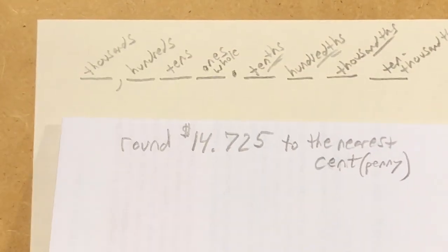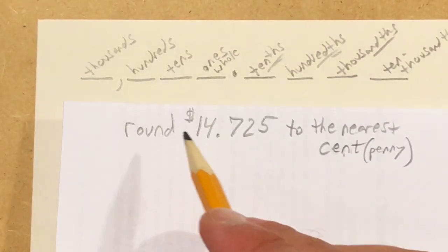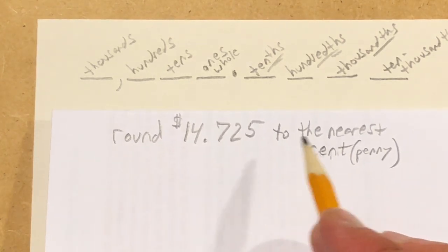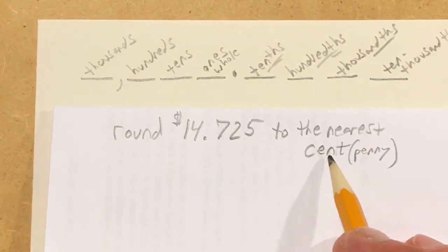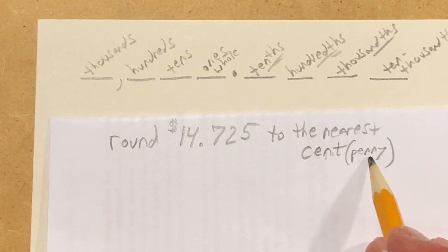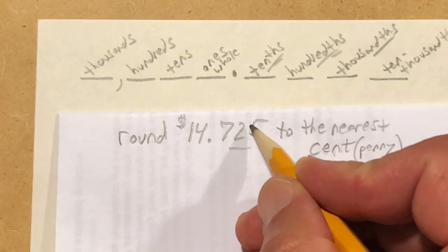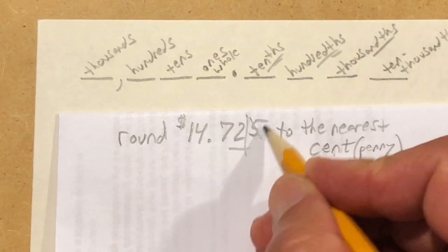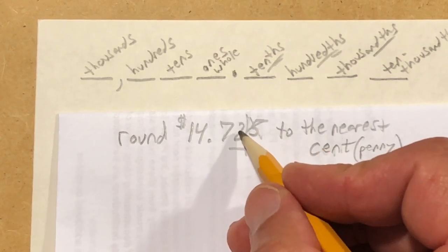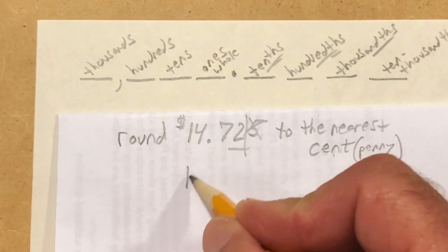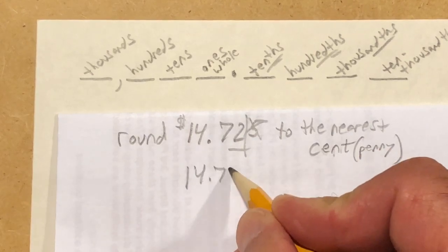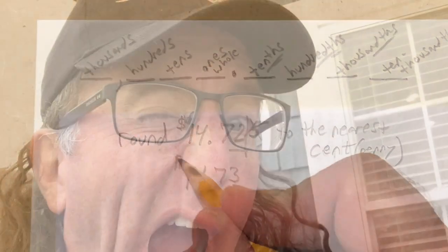And finally, in this problem here, we end up having some money. Well, money we round off to the nearest cent, or the nearest penny. And the pennies place would be the hundredths place. That'll be right here. So 5 would be more than halfway. You would end up with a final answer of $14.73.